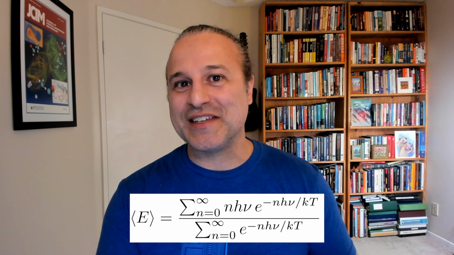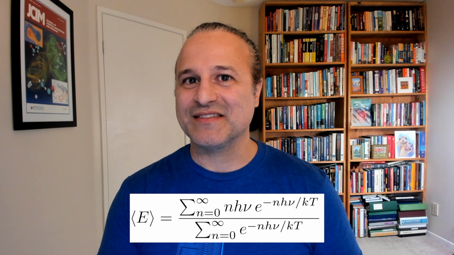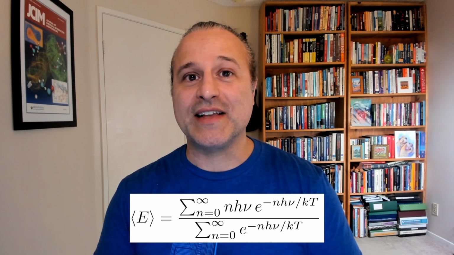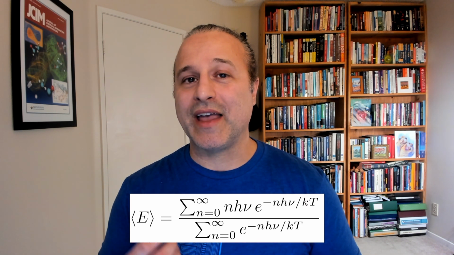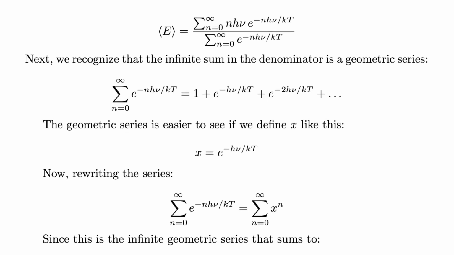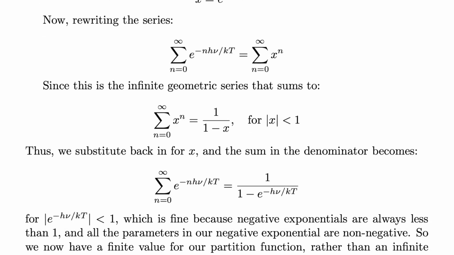But if we look closely at these infinite sums, we recognize the geometric series. As you've seen in your math classes, there are some infinite series that actually converge to a finite amount. So if we define x as e to the minus h nu over kT, then we can find a finite value for our infinite sum. And note the constraint for our geometric series here, that the absolute value of x is less than 1.